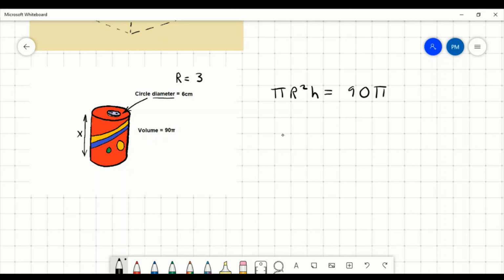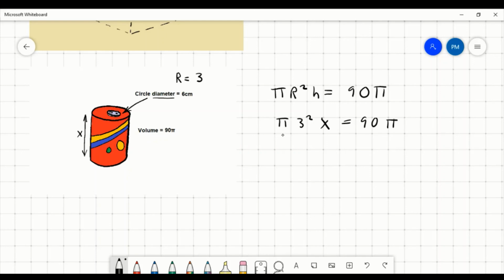So let's just fill our symbols into that. What we're going to have is pi r squared, which is 3 squared, H. Sorry, I shouldn't have put that in as H. I'll leave it as H there, but we'll put it as X here. It doesn't matter. I could have left it as H, found the height H, and I'd still know what that is. It's just using a different letter. Is equal to 90 pi.